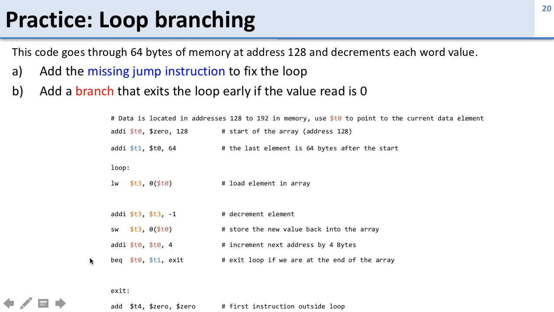All right, so here we go. We need to put in a missing jump. That's down here. If we're ready to exit, we should branch equal to exit. Otherwise, we should jump back into the loop.